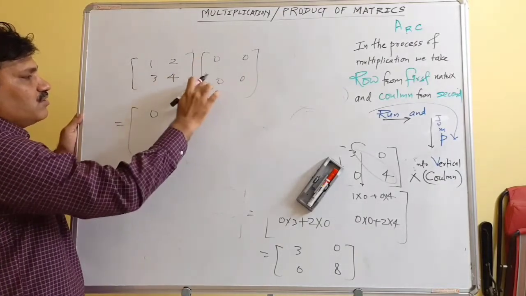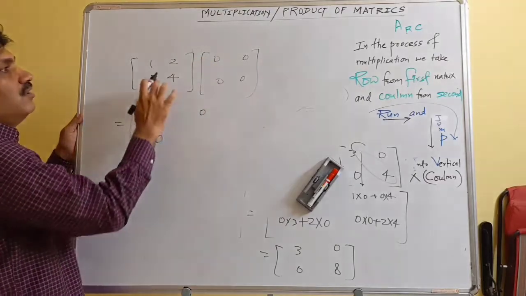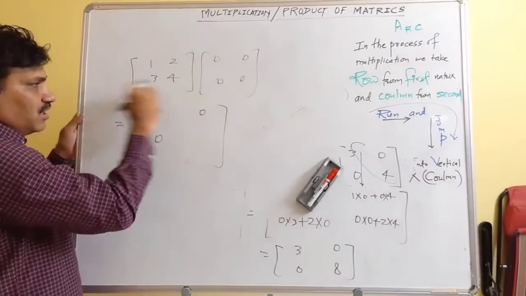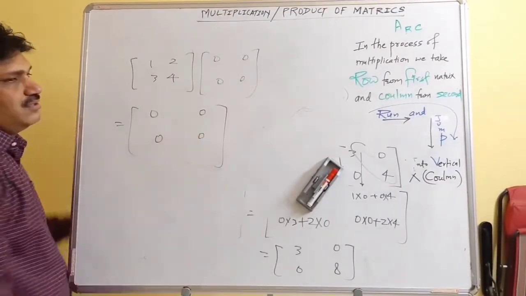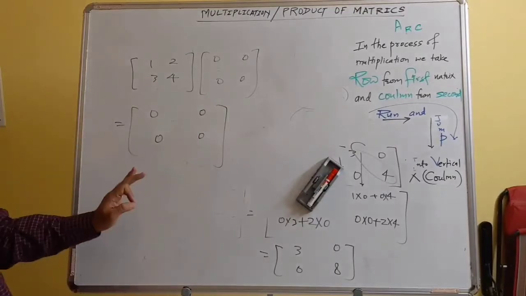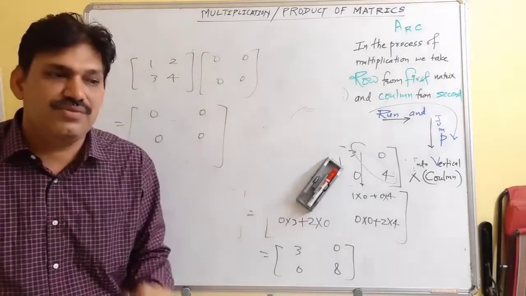Second row will go to first column. 3 into 0 plus 4 into 0. That is 0. Now second row and second column. 3 into 0 plus 4 into 0. That is 0. So here you can see, if either of the factors is 0, then the product is going to be 0.